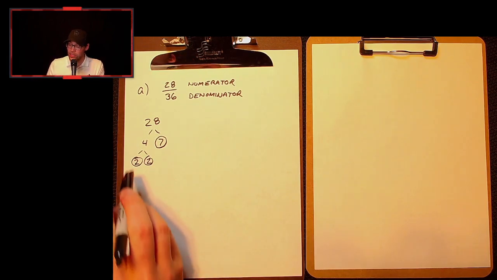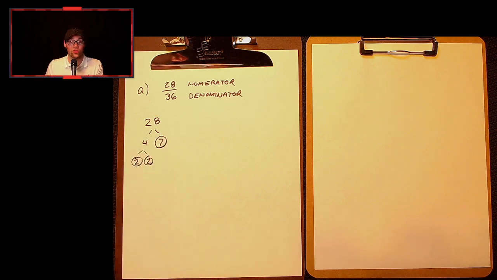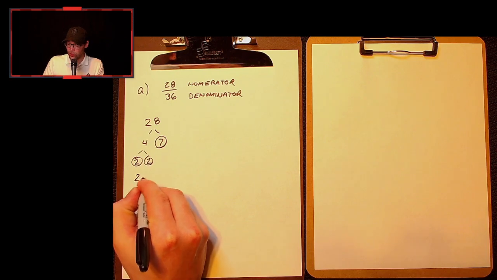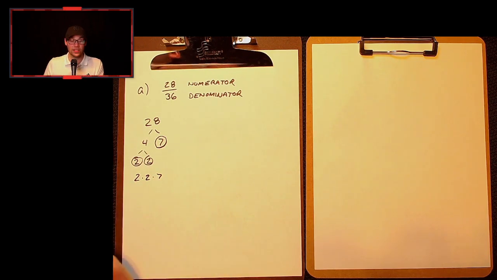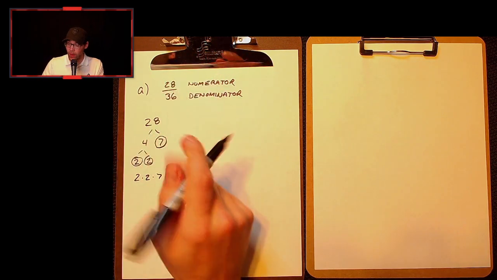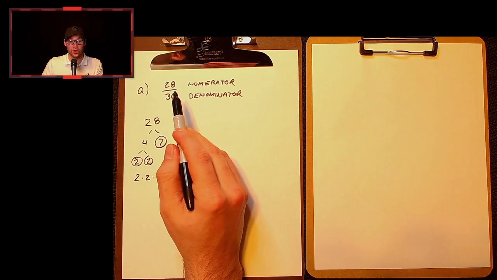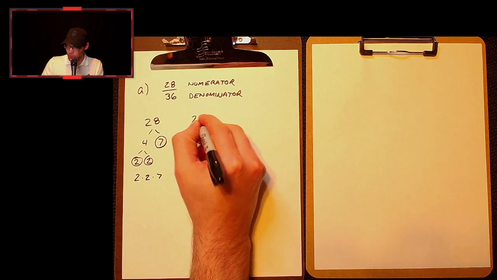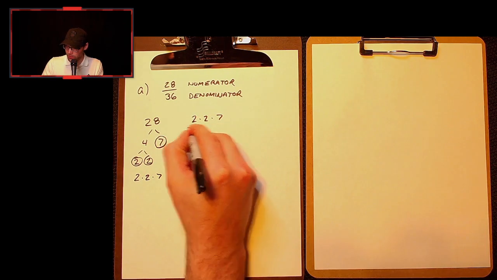So what we see here is any number that is circled, and we cannot continue the factor tree anymore. If we multiply them together, that will give us 28. So we can rewrite the number 28 as 2 times 2 times 7. So let's go ahead and do that. I'm going to replace my numerator here, 28, with my prime factorization of 2 times 2 times 7.